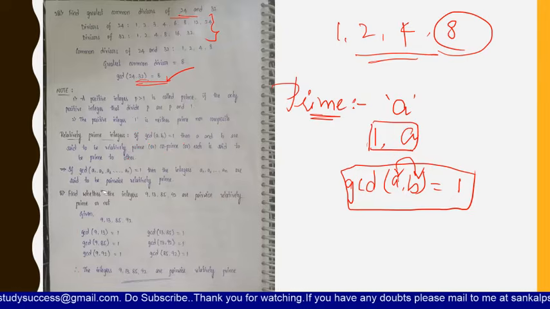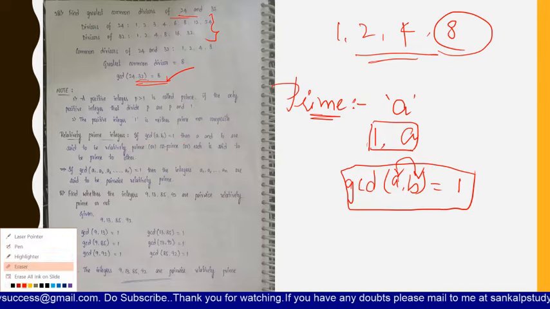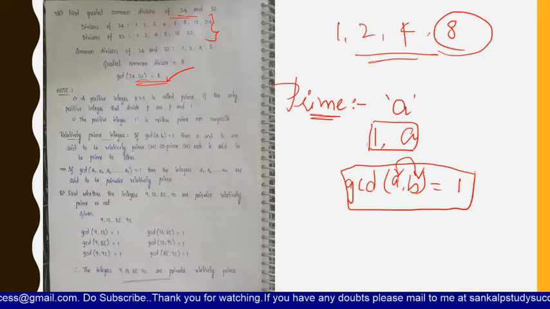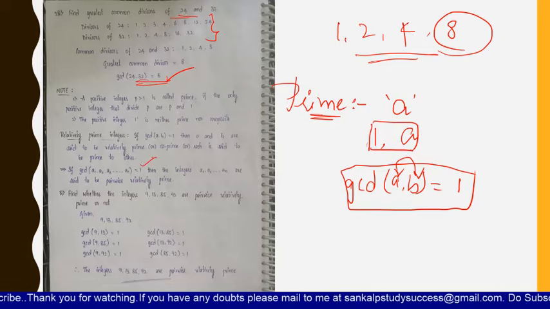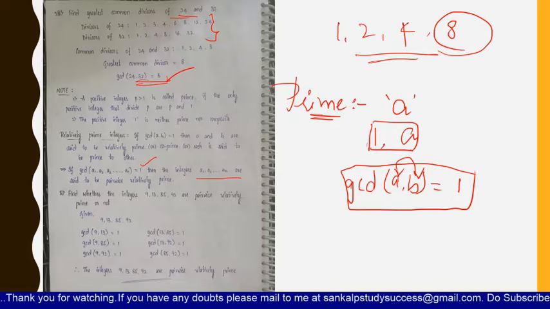Let us see what happens if there are more than two numbers. If the GCD of n integers, you can consider any number of integers, here we are having n integers, and the GCD of all the n integers is 1, that means all these are relatively prime numbers.